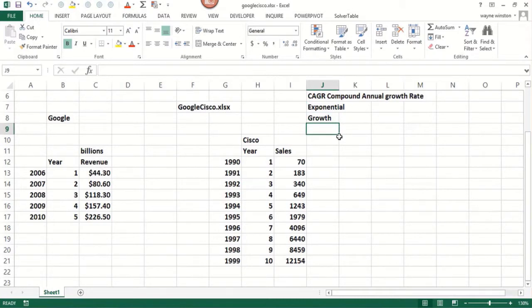Okay, well, the equation for exponential growth, well, let's start with a straight line. We had y equals a plus bx. And so b is the slope. When x went up by 1, y always went up by b.